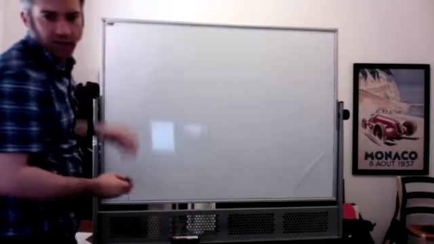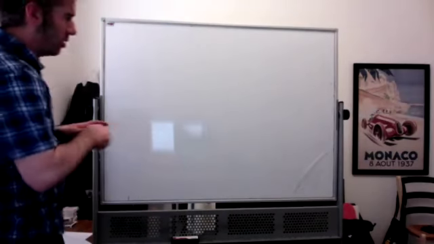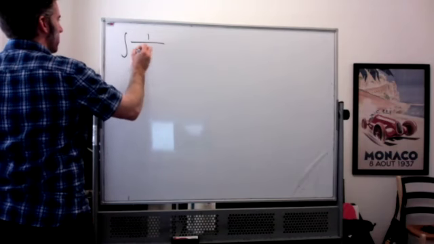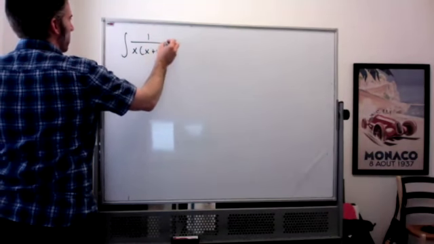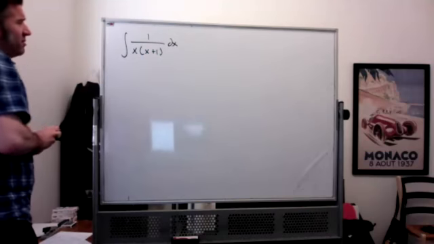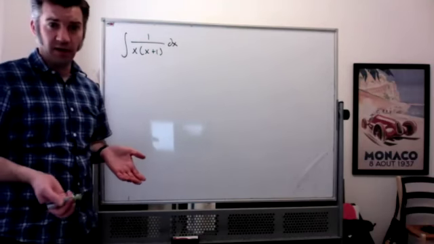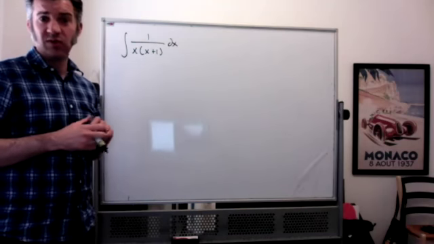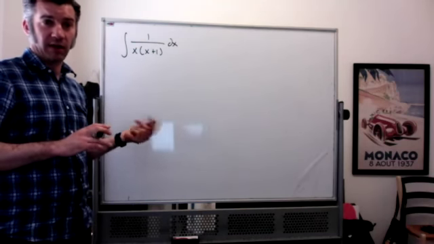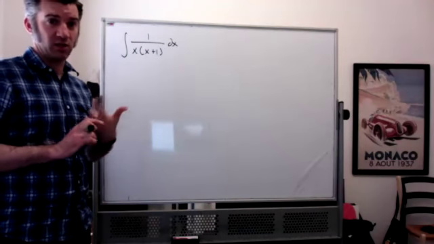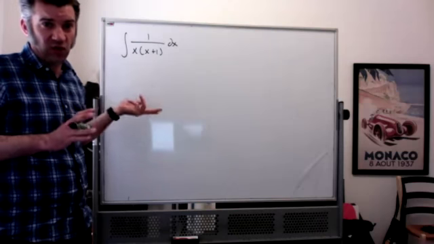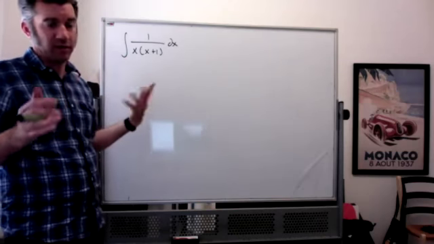So, the integral of 1 over x times x plus 1. I don't see a good u-sub here. I don't see integration by parts. Usually for integration by parts, there has to be some other kind of function like a logarithm or an exponential or a trig function. But here we just have x's, right? We don't have any other functions other than 1 over x, 1 over x plus 1.